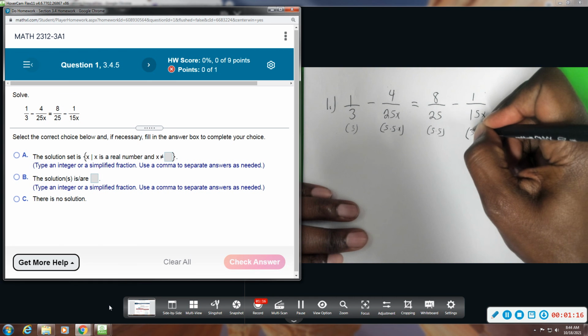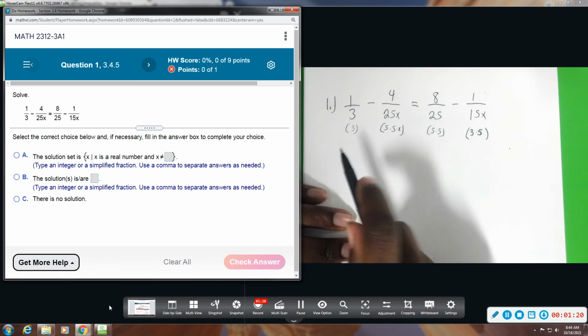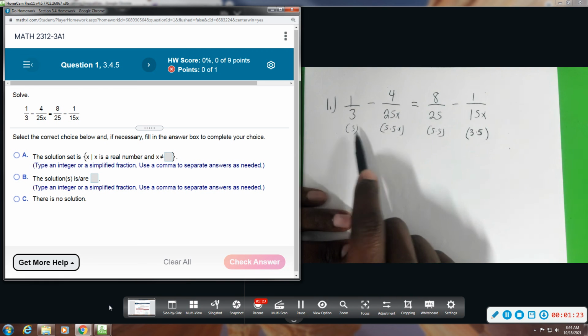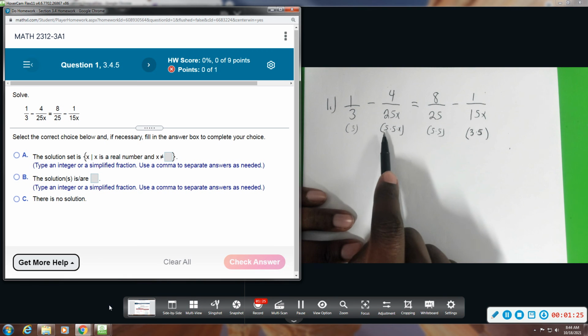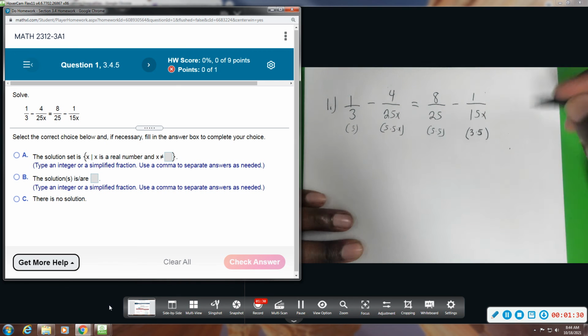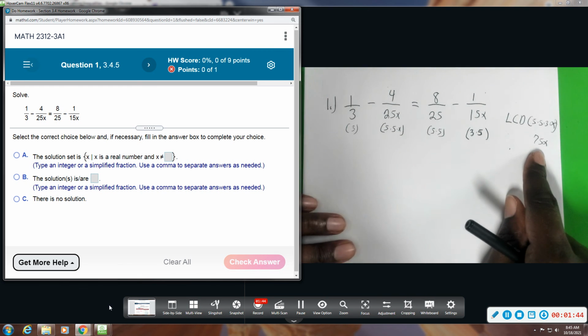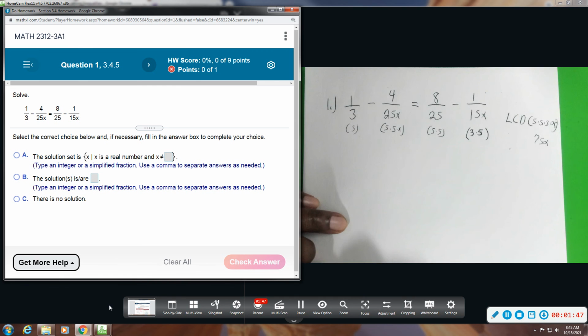Okay, so all the denominators are made up of 3s, 5s, and x. So we want all of these to be the same. So each term would have to have a minimum of two 5s, an x, and then a 3. So our LCD would be 5 times 5 times 3 times x, which would be 75x. That would be our least common denominator. So we're going to multiply both sides by 75x and simplify this and see what we have left.